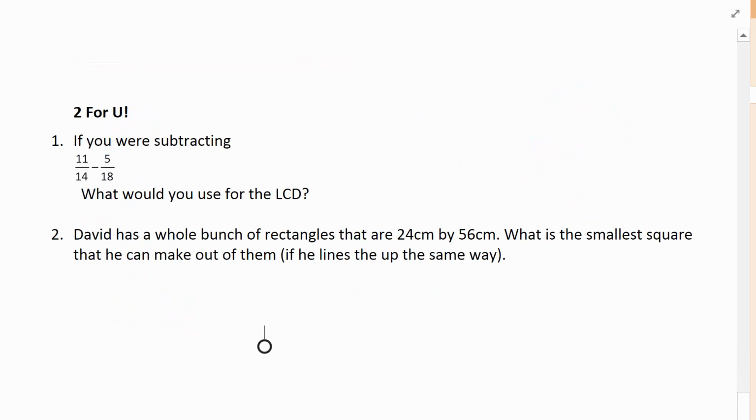And now, time for everybody's favorite part of the show, Two for You. Number 1: if you were subtracting 11 over 4 minus 5 over 18, what would you use for the lowest common denominator? And number 2: David has a whole bunch of rectangles that are 24 by 56. What is the smallest square that he can make out of them if he lines them up the same way? So he puts all of the rectangles this way, side by side. Maybe he has to put 2 rows of them.